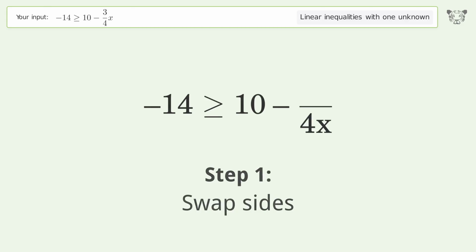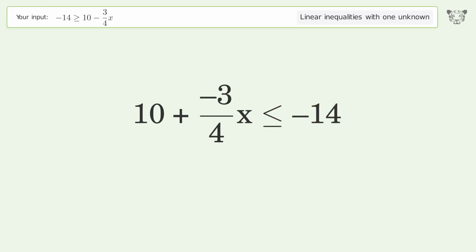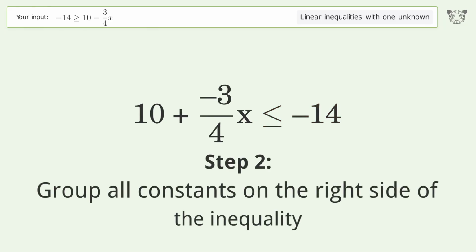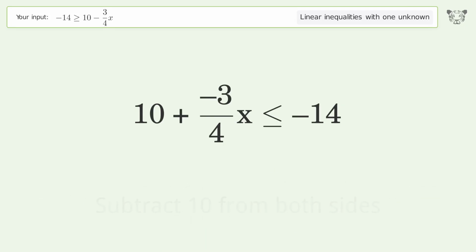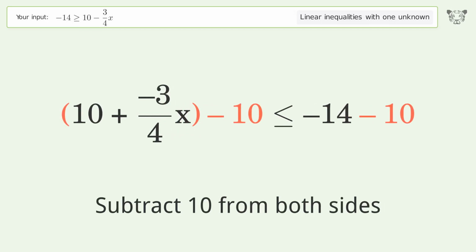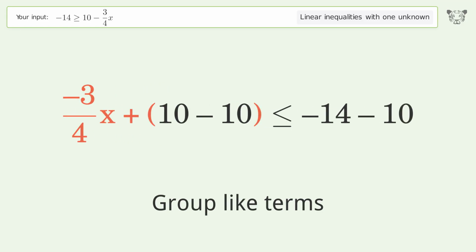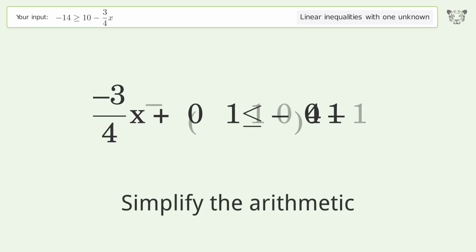Swap sides. Group all constants on the right side of the inequality. Subtract 10 from both sides. Group like terms. Simplify the arithmetic.